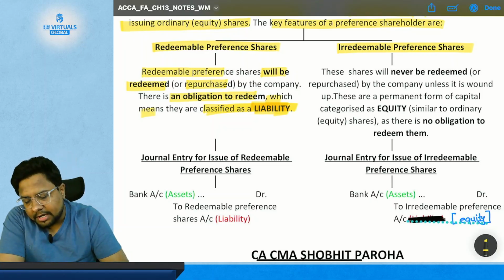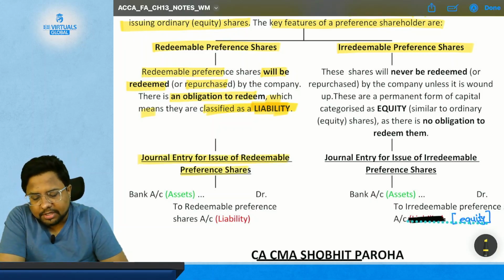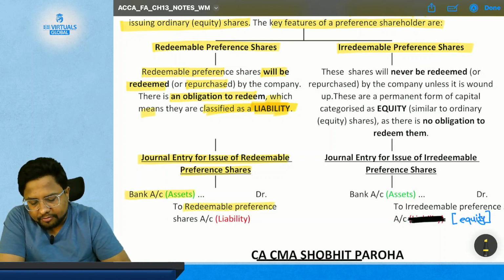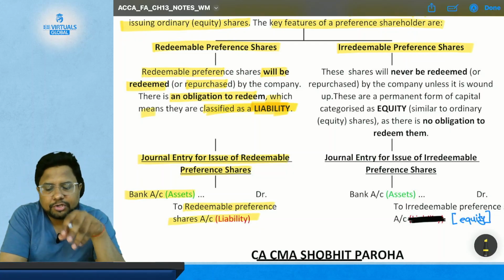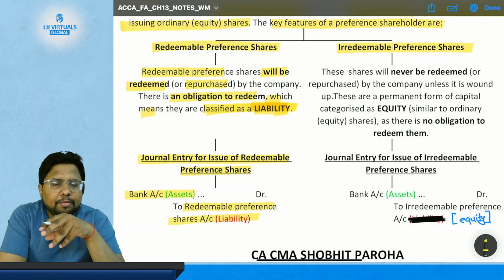So when redeemable preference shares are issued, the journal entry is bank account debit to redeemable preference shares. Okay, so this is simple for redeemable preference shares.